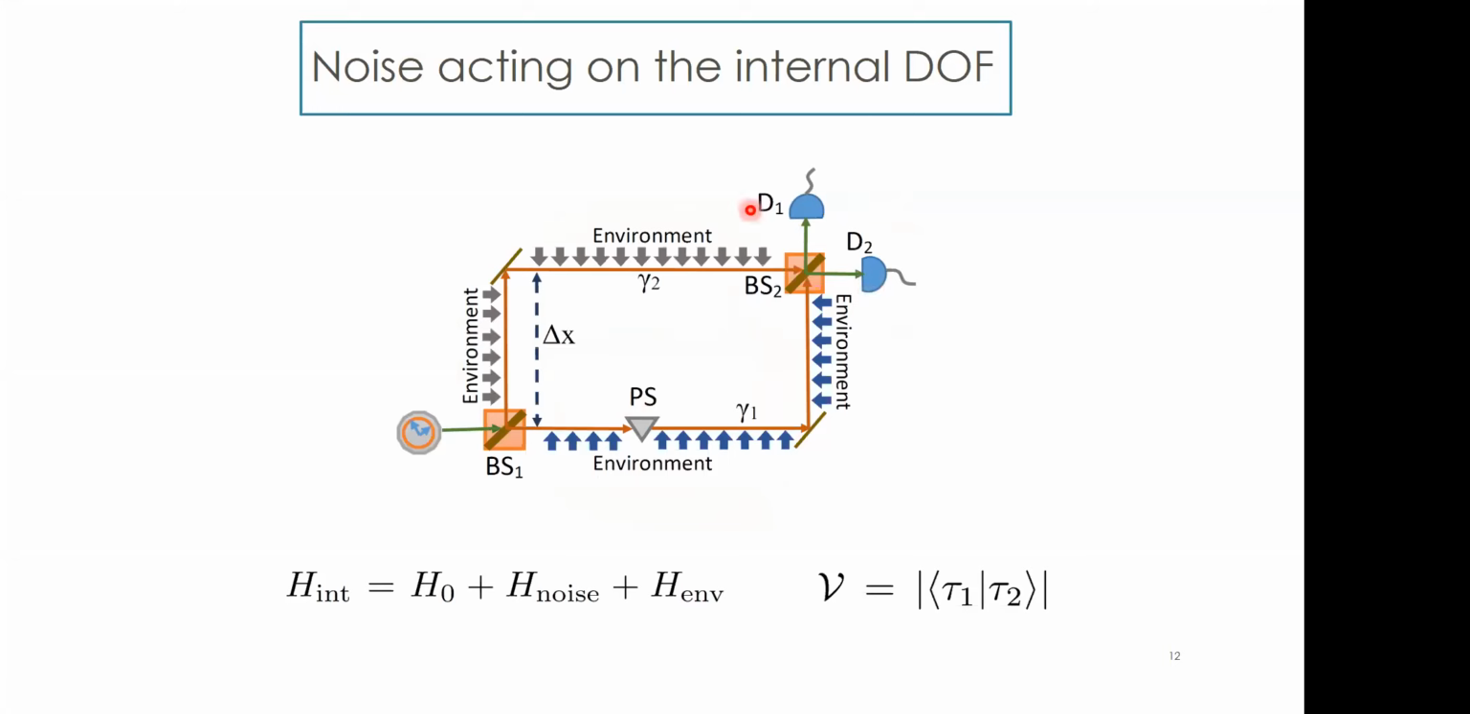So how does one arrive at the expression for visibility in the case where noise is acting, or you have an environment acting on the path or internal degree of freedom as it traverses through the paths of the Mach-Zehnder? It is by considering the internal Hamiltonian now to be the sum of these Hamiltonians, and the time evolved states to also reflect the complete time evolved state of the clock as well as the environment. So the visibility now will have the same form, but the system is now the clock plus environment degrees of freedom.